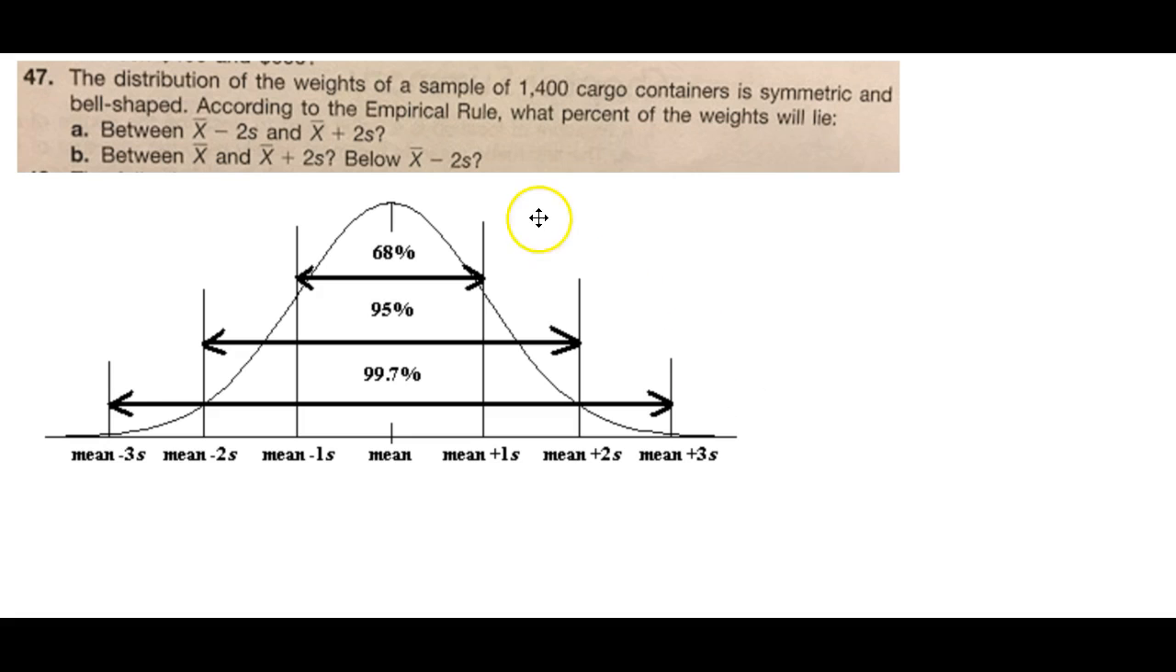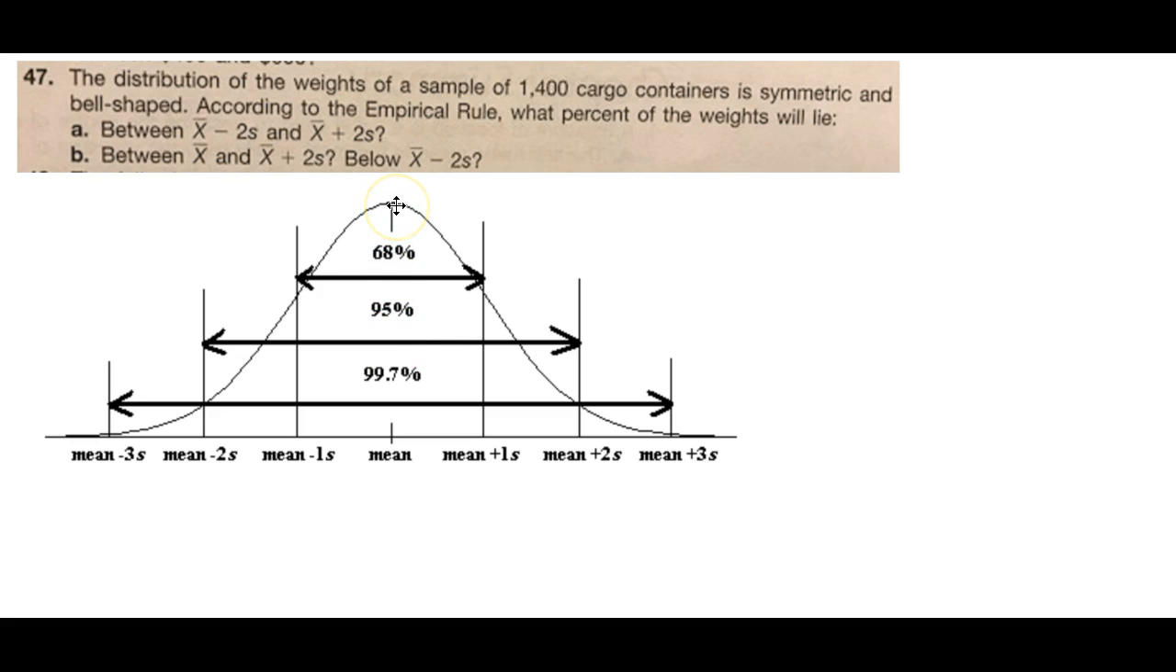And what we know if we look at this chart right here is that 68% of the observations will be between the mean plus or minus 1 standard deviation. 95% of the observations will lie within plus or minus 2 standard deviations of the mean, and 99.7% will lie between plus or minus 3 standard deviations of the mean.